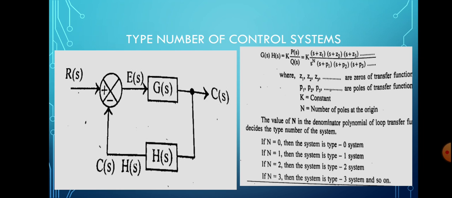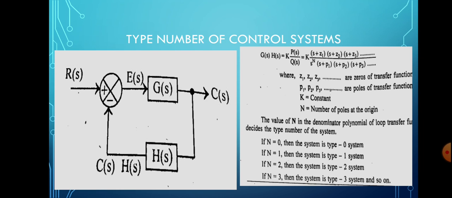In this figure you can see that G(s)H(s) is the loop gain. That means when G(s) is multiplied by H(s), that will give the loop gain, and we can write the loop gain as the ratio of two polynomials. So it has a general form: G(s)H(s) equals K P(s) by Q(s).